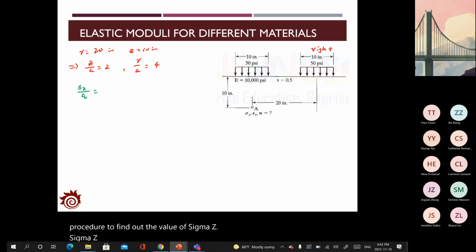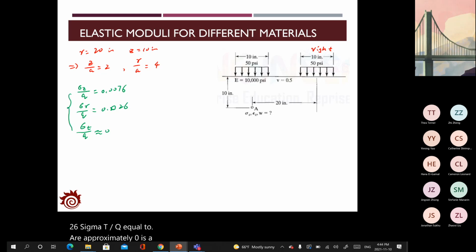over Q as 0.0076, sigma R over Q equal to 0.026, sigma T over Q equal to approximately 0. It's a very small value. And then you get sigma Z, the vertical stress, as 0.38 psi, and sigma R as 1.3 psi, and sigma T is 0.